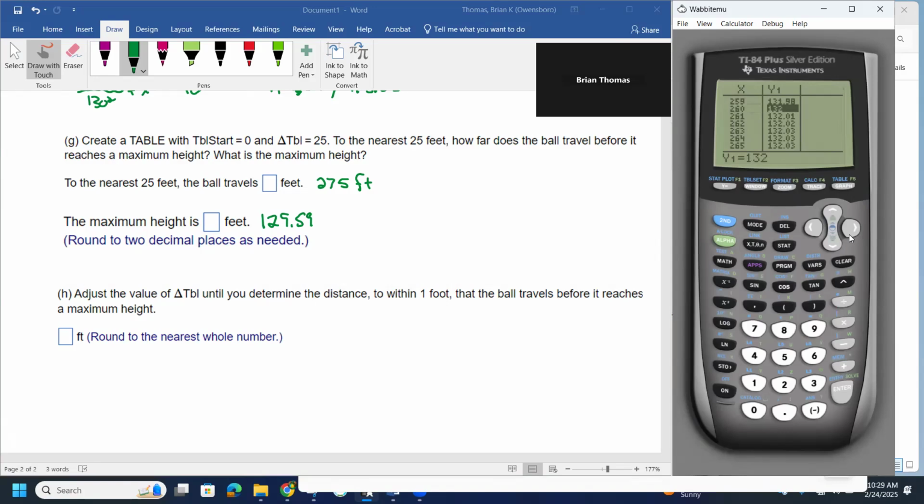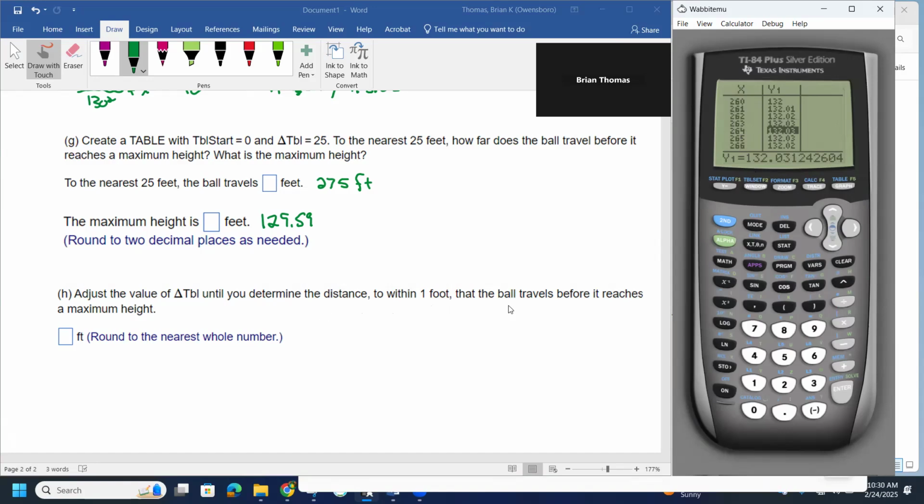So if I scroll over here to the 132s, 132.01, 132.02, 132.03. Notice how there are three of these. Now what we're trying to figure out is which one is the biggest value. So notice how, if I'm under the Y column, it takes my decimal out a little bit further. At 265, it's actually 029. At 264, it's 031. And 263, it's back to 029. So it looks like within a foot, 264 feet is when it's at its maximum height.